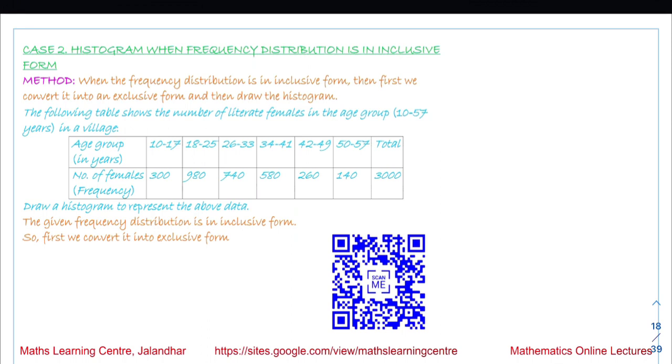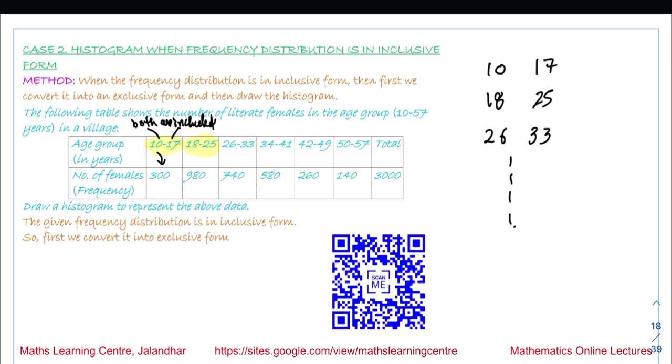Now the next case is a histogram when the frequency distribution is in the inclusive form. Inclusive form means the values given are 10 to 17, the next is 18 to 25, so 10 and 17 both are included. So we have to convert this into the exclusive form. To do that, we are going to find the true class limits. The classes are 10 to 17, then 18 to 25, then 26 to 33, like this.